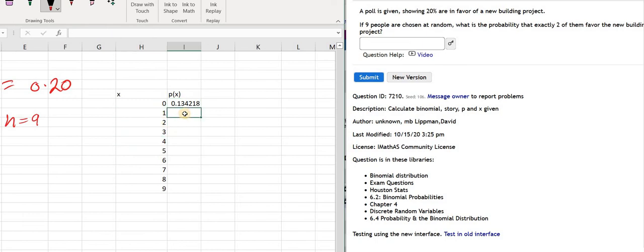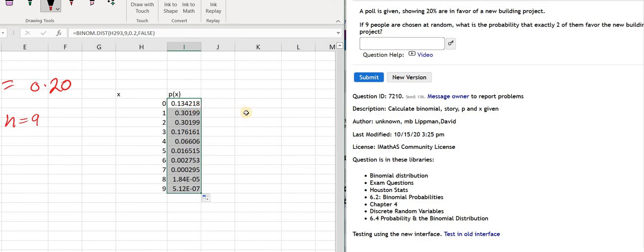So now I will do the same for 1, 2, 3, 4, 5, and we'll find the probability of each of these individually. To make my life a little bit easier, I'm going to populate the table, and Excel does the work for me. Now I have a table that contains the possibilities and then the probability of each of these possible outcomes.